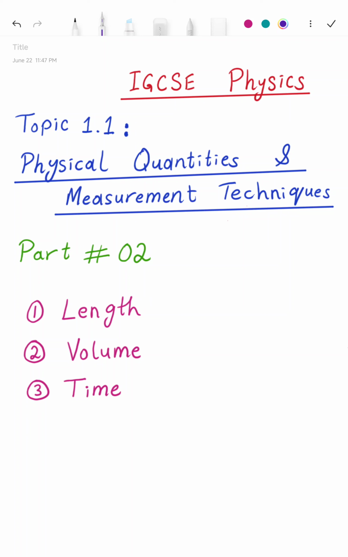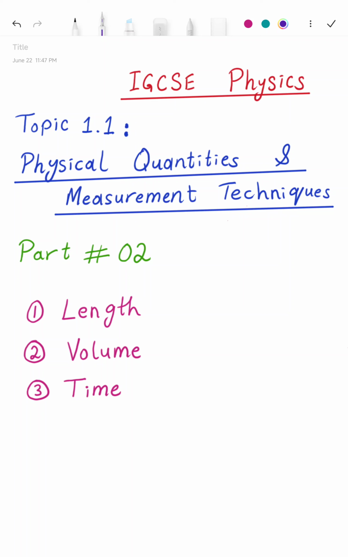Today we are bringing the second part of the video from the topic physical quantities and measurement techniques. In the first part of the video, we have discussed what the physical quantities are and what are the examples of the physical quantities. Then we have also discussed physical quantities such as length and volume, and today in this video we are going to discuss the third physical quantity that is included in our IGCSE syllabus, that is time.